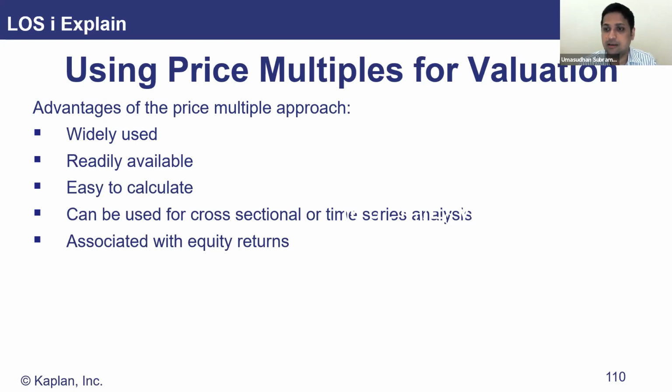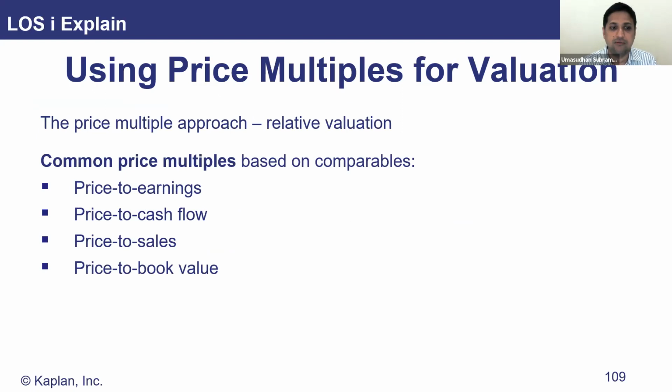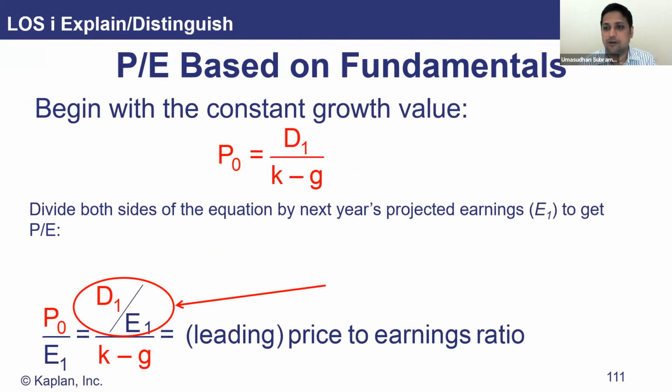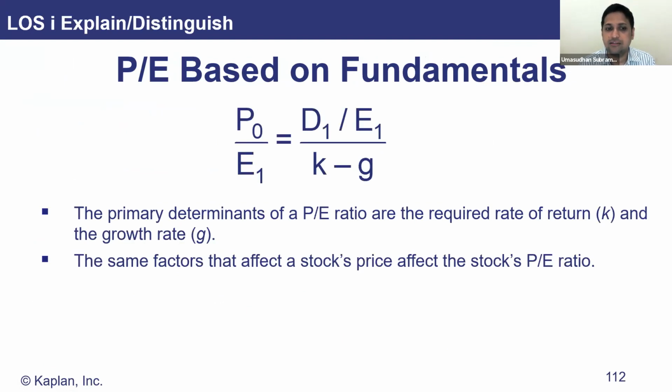So that way, it is a great tool, widely used by many investors and mostly understood by everybody, right? And these are the common multiples we already spoke about: PE, price to cash flow, price to sales, and price to book value. So now what we are going to look at is what should be the PE ratio of a company.